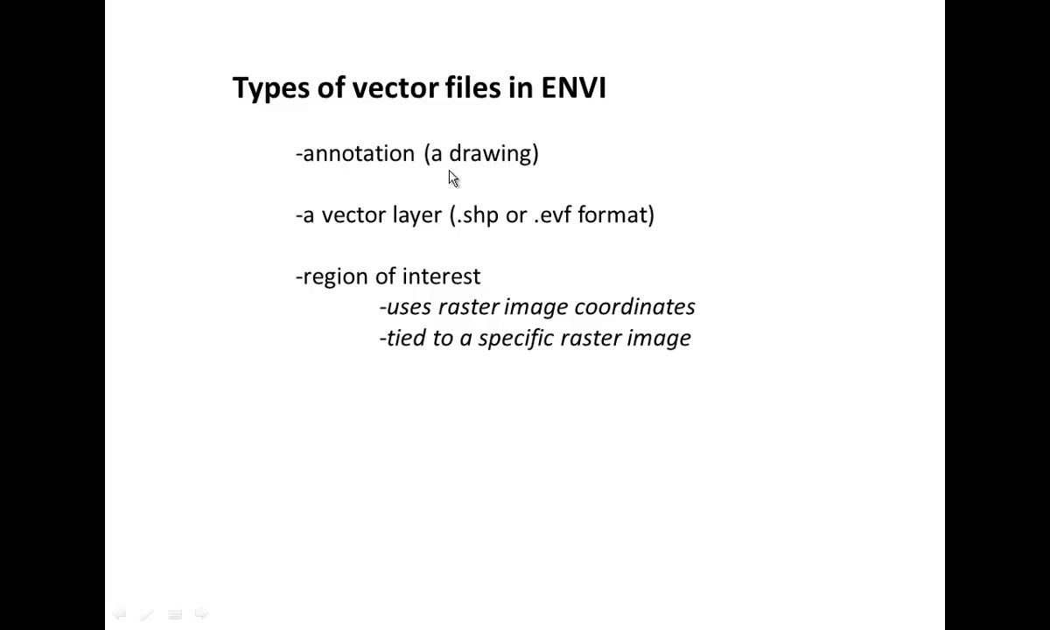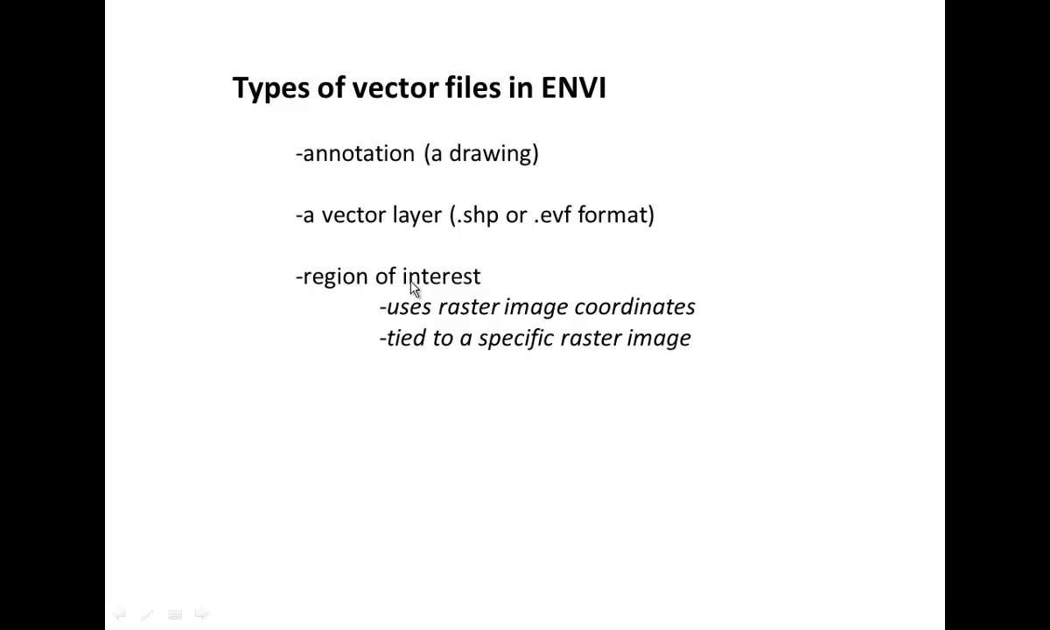One is an annotation, where you just draw shapes or lines right over the image. That's equivalent to the Draw toolbar in ArcMap. The other is an actual vector layer that can be saved as a shapefile or sometimes as an ENVI vector format, .evf file. Those are saved in real coordinates, so all the nodes have latitude, longitude coordinates in real space.